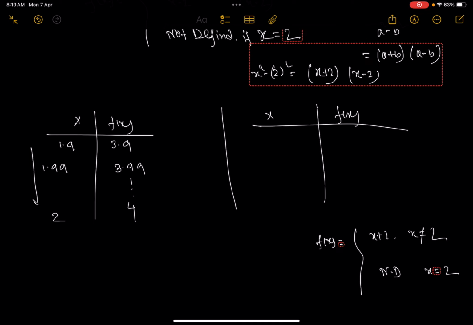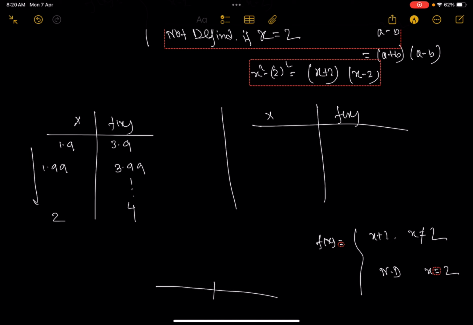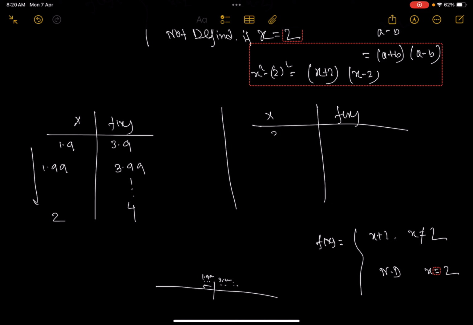Similarly, if you go to the right hand side, for the left hand side, a small neighborhood is 1.99999. For the right hand side, a small neighborhood is 2.1, 2.01. If you take 2.1, then what is the value? 2.1 plus 2 is 4.1. For 2.01, this goes to 4.01. For 2.001, this goes to 4.001.